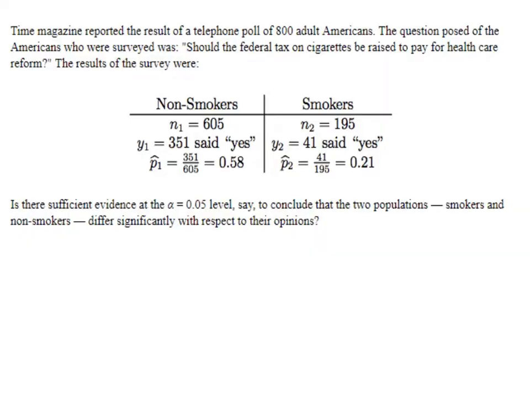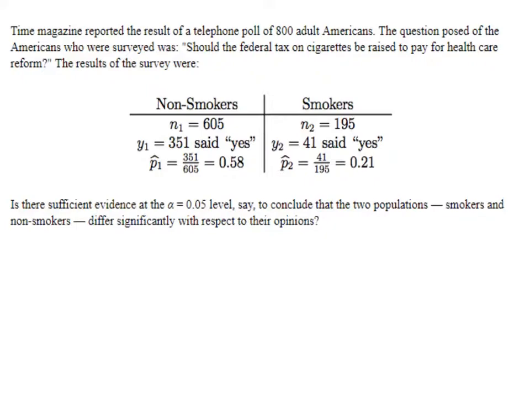Time magazine reported the result of a telephone poll of 800 adult Americans. The question posed of the Americans who were surveyed: should the federal tax on cigarettes be raised to pay for health care? The results of the survey were, you can see the non-smoker numbers, sample size, percent or number that said yes, and a p-hat. You can see that same information for the smokers. Is there evidence at the 0.05 level to conclude that the two populations differ significantly with respect to their opinions?